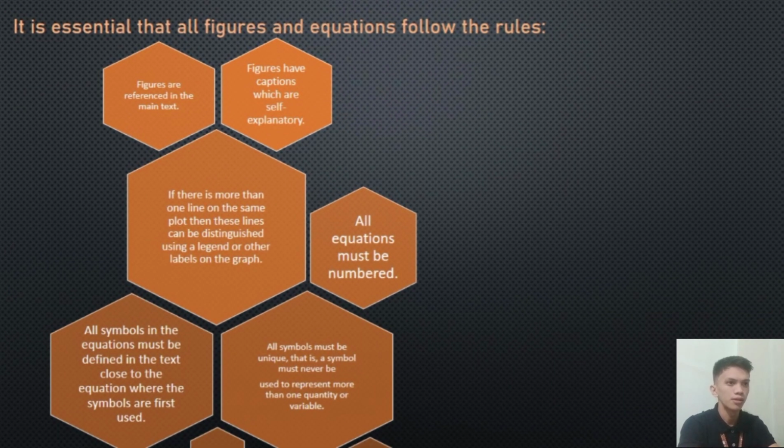It is essential that all figures and equations follow these rules. Figures are referenced in the main text. Figures have captions which are self-explanatory. If there is more than one line on the same plot, then these lines can be distinguished using a legend or other labels on the graph. All equations must be numbered. All symbols in the equation must be defined in the text close to the equation where the symbols are first used. All symbols must be unique, that is, a symbol must never be used to represent more than one quantity or variable.